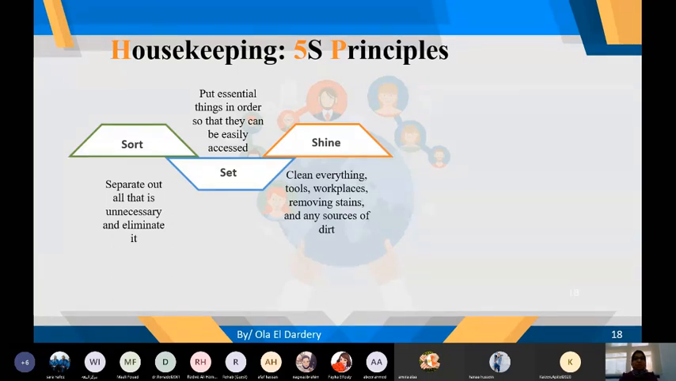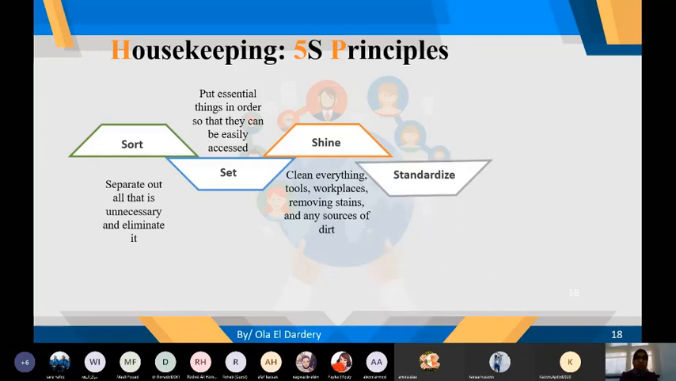Right. The third step is shine, and this is about cleaning everything. This is something that people should do every morning, just cleaning their desk. It's a daily activity. Make sure that the workplace is clean, removing any stains and any sources of dirt. It's the same meaning. It's just shining the working places, making them look good so we can feel good and start doing our jobs in a better way.